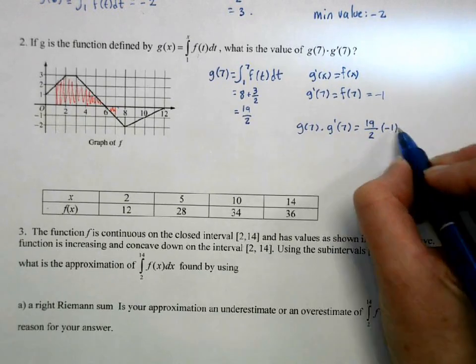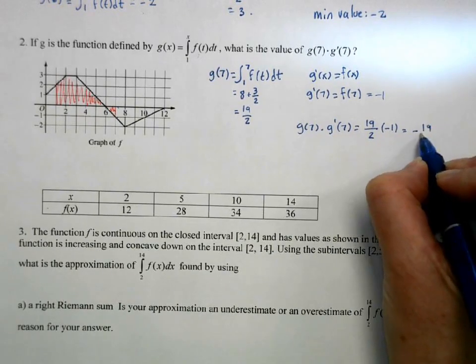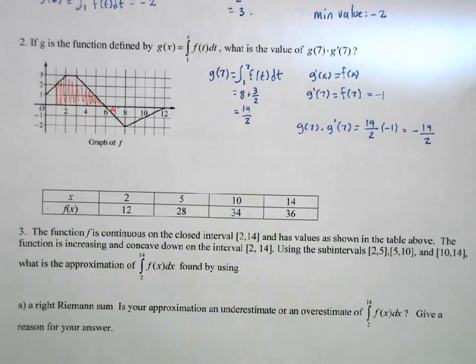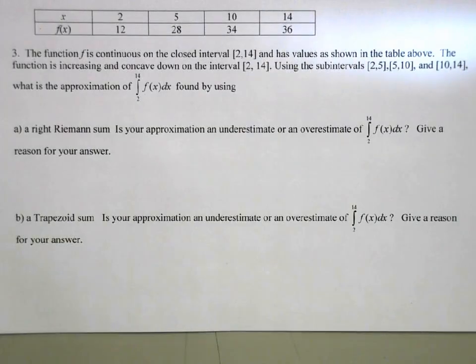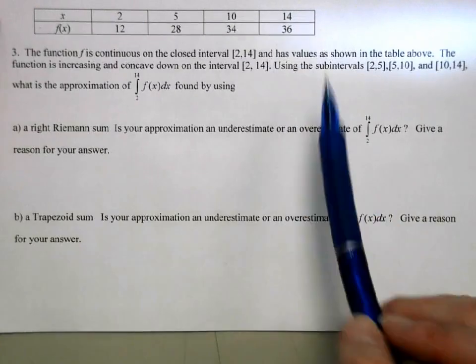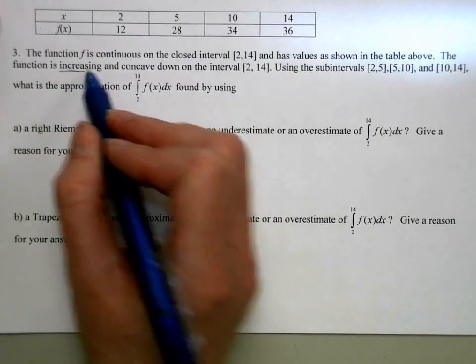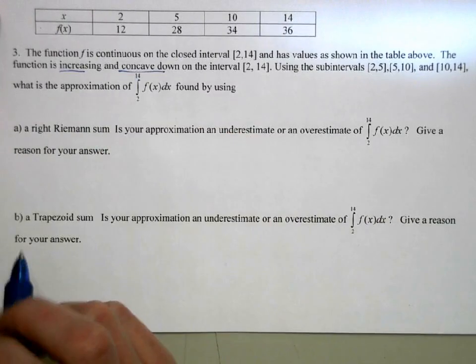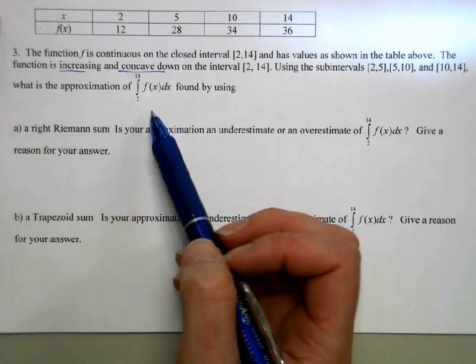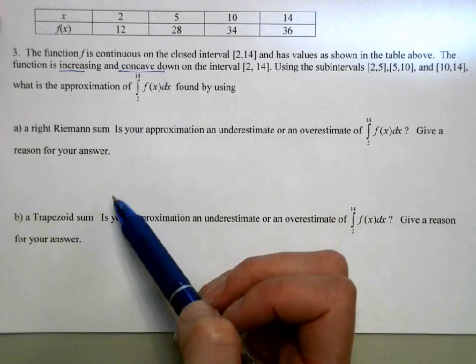Okay, the function is continuous on the closed interval from 2 to 14. It has values shown in the table above. The function is increasing and concave down on the interval. What is the approximation of the integral from 2 to 14? And we're going to use a right Riemann sum and then a trapezoid sum, and then we're going to figure out if it's an over or underestimate.